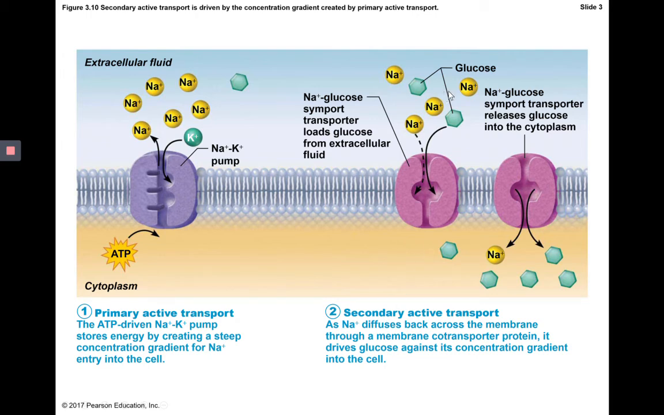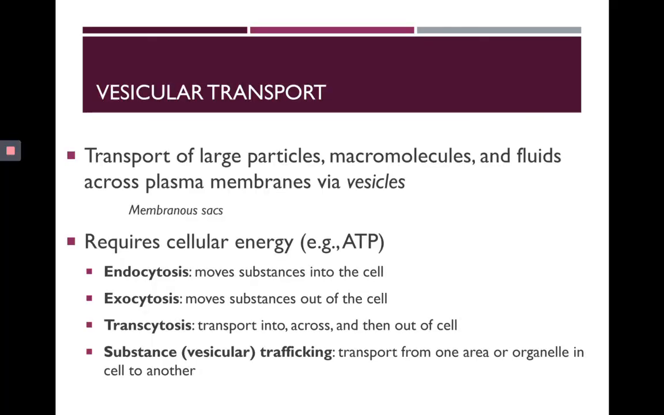There's not as much glucose outside the cell as there is inside the cell. So we are moving something from a low to high concentration area, and that's why it's technically active transport. Even though we don't directly use ATP, we're just indirectly using it.